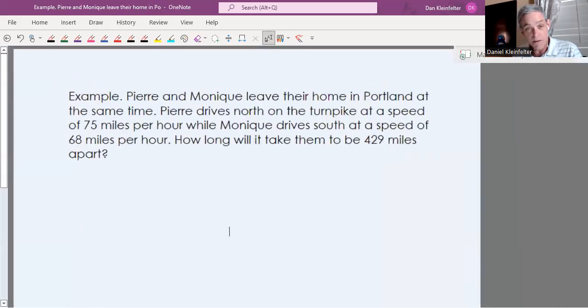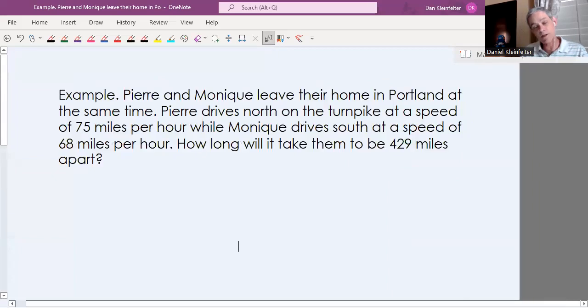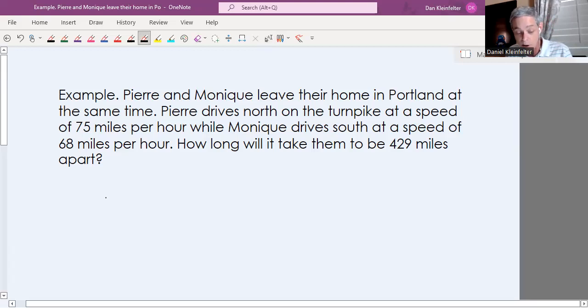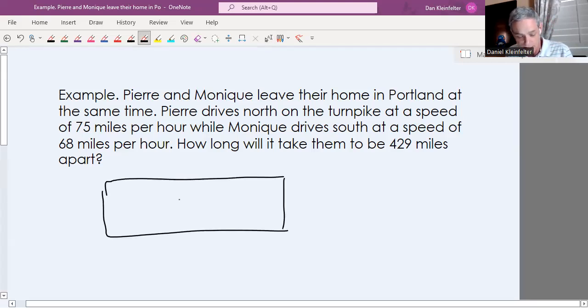All right, so Pierre and Monique leave their home in Portland. So they're leaving the same place, leaving their home in Portland at the same time. Pierre drives north on the turnpike, that's like a freeway, at a speed of 75 miles per hour, while Monique drives south at a speed of 68 miles per hour. We want to know how long it'll take for them to be 429 miles apart. So again, we're going to have distance equals rate times time.